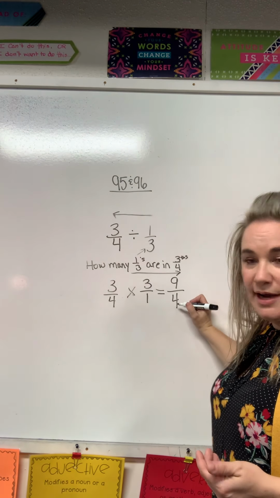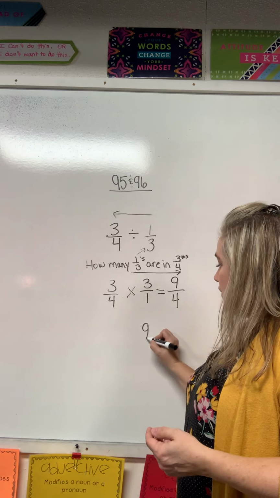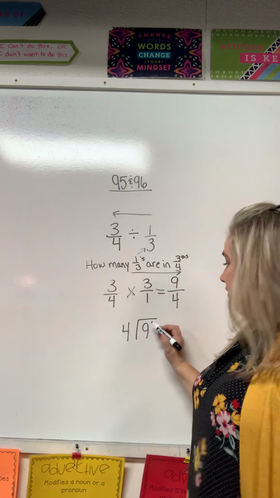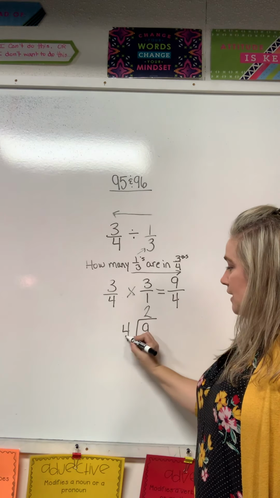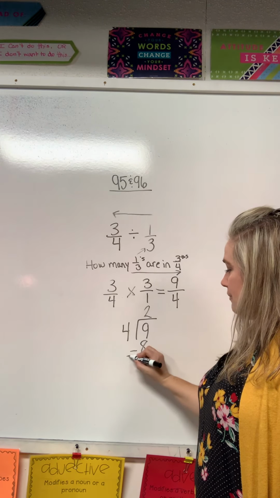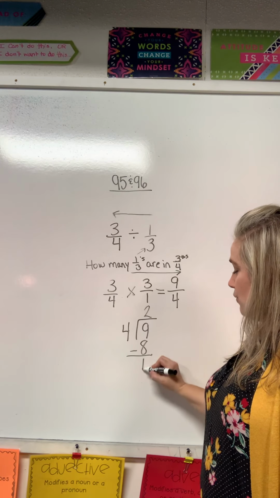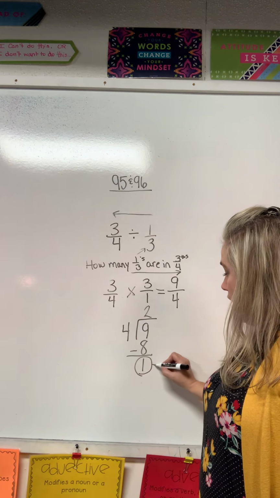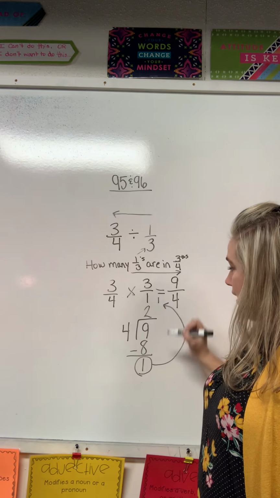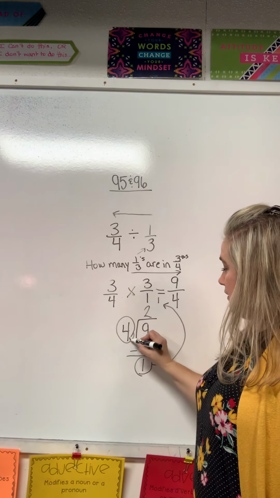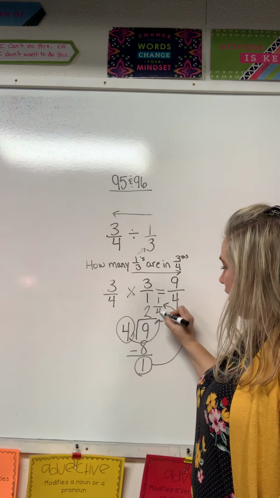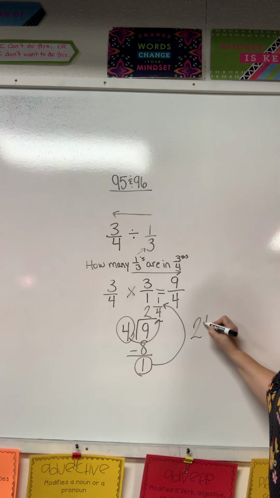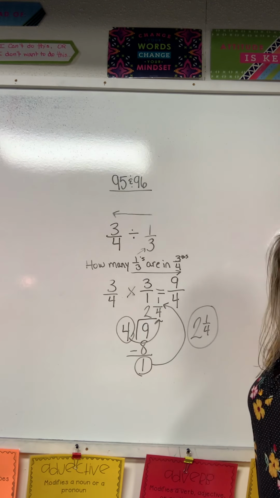9/4 is an improper fraction, so we don't leave it that way. I'm going to put 9 in the house and ask myself, how many times will 4 go into 9? Well, it'll go twice. 4 times 2 is 8. Now I subtract. 9 minus 8 is 1. So here's where I get my mixed number answer. Remember, my remainder always becomes my numerator, and my divisor always becomes my denominator. So our final answer is 2 1/4.